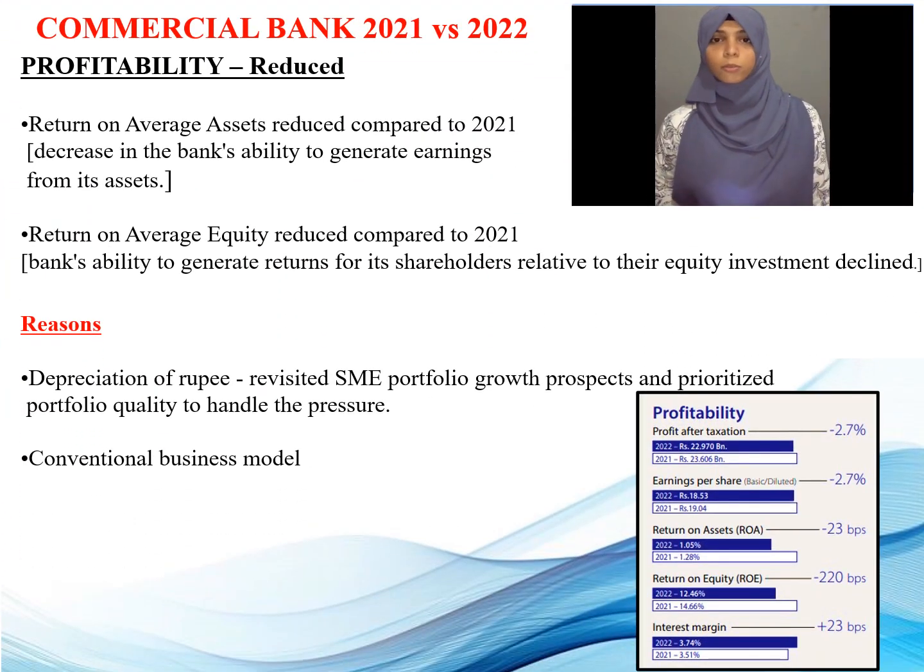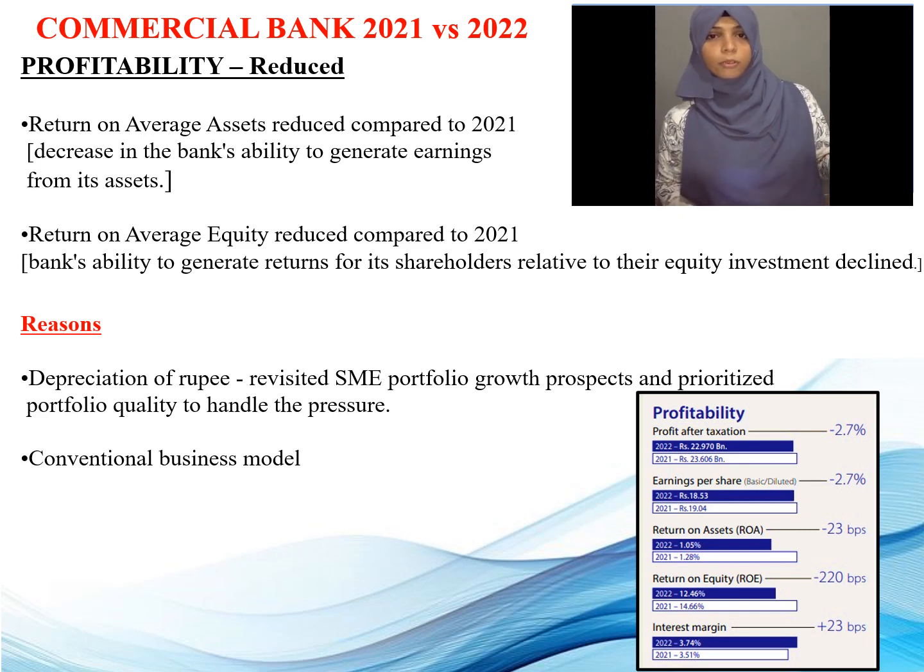Hi everyone, I'm going to present the financial summary comparison of Commercial Bank for the year 2021 versus 2022. So mainly we will focus on the profitability ratio, liquidity ratio and capital adequacy ratio. First of all, when we look into the profitability ratio, what has happened is the return on average assets and return on average equity.